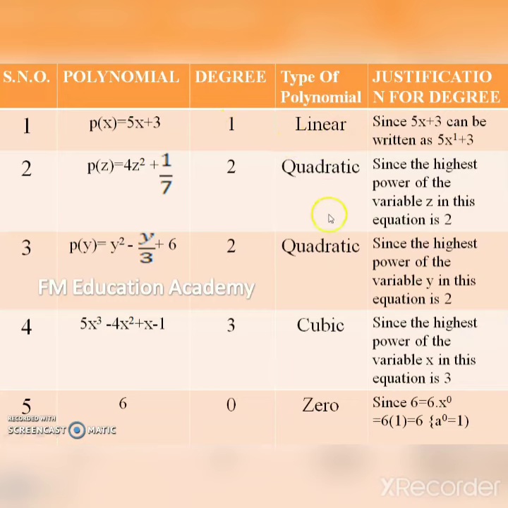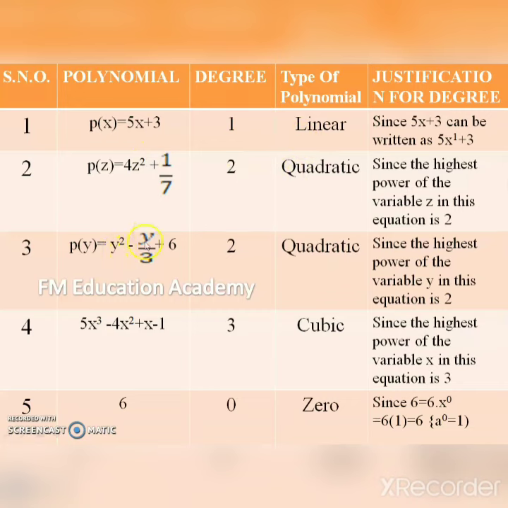Now the next two examples are of quadratic polynomials. A quadratic polynomial is a polynomial whose degree is 2. So in this expression 4z squared plus 1 by 7, the degree is 2. Why? Because it is the highest value of the power, right? That is why it is a quadratic polynomial and its degree is 2.